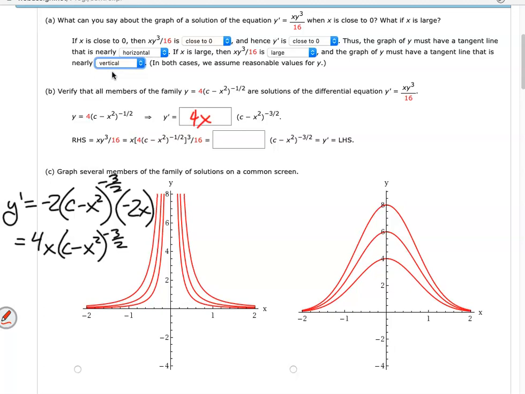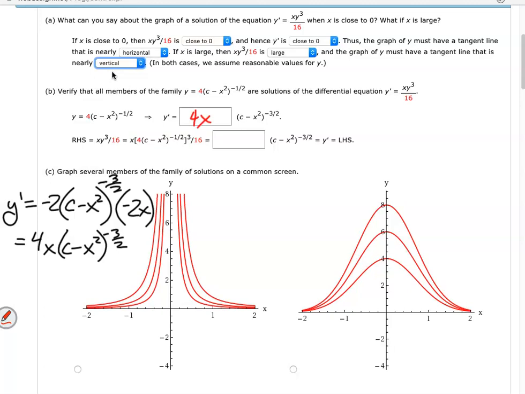Everyone okay so far? Did you find y prime? Does your y prime equal something times c minus x squared to the negative 3/2? That something is what goes into this box right here. Okay? And it should probably be some number times x. All right.